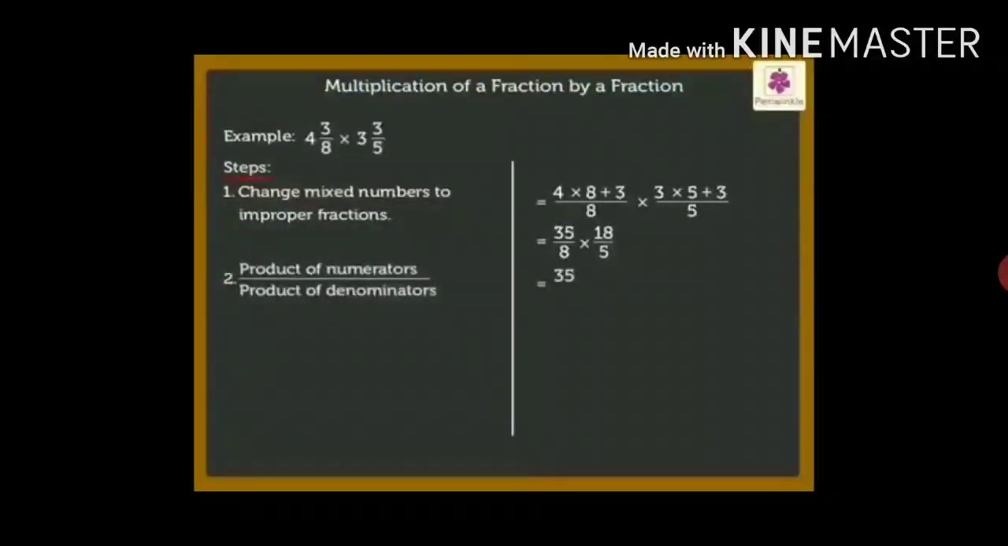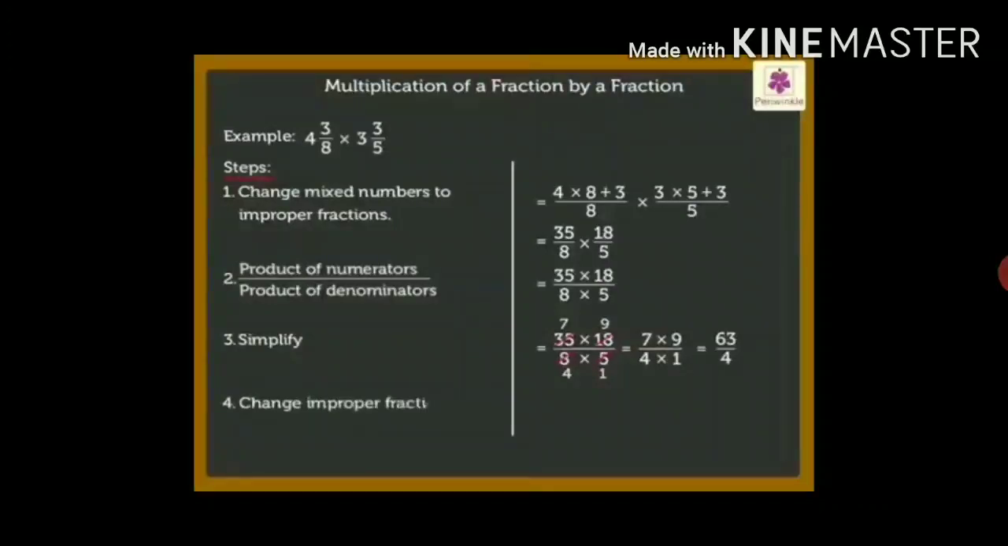That is, 35 into 18 upon 8 into 5. Step 3. Simplify. Here, we reduce all the numbers from the numerator and denominator to their lowest terms. Thus, we get 7 into 9 upon 4 into 1, which is equal to 63 upon 4. Step 4 is changing the improper fraction back to a mixed number. Thus, we get the mixed number as 15 and 3 upon 4, which is the answer.